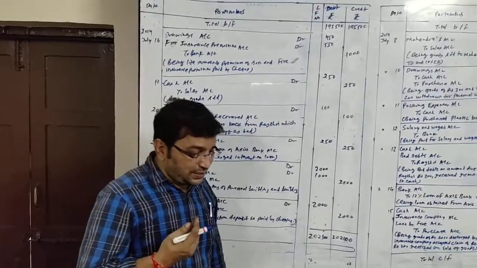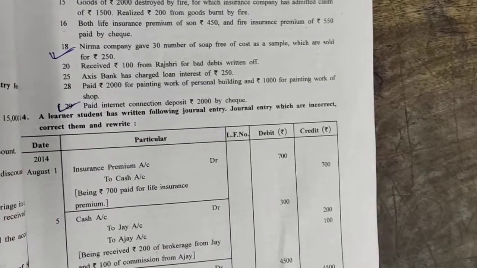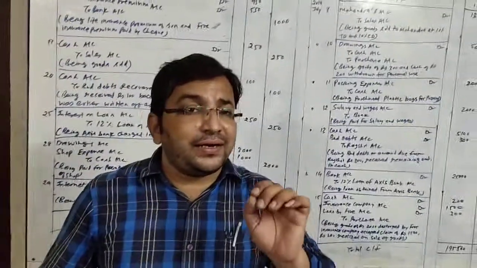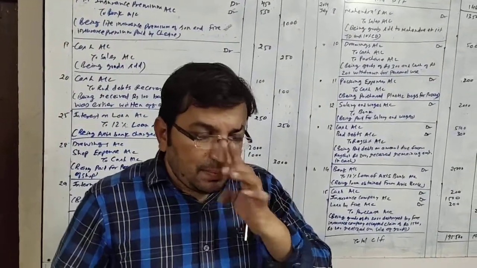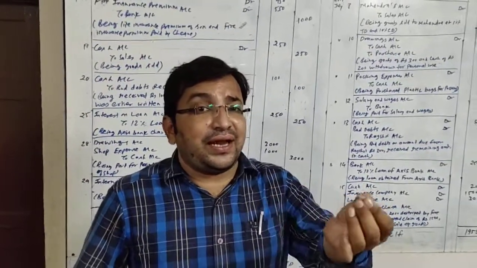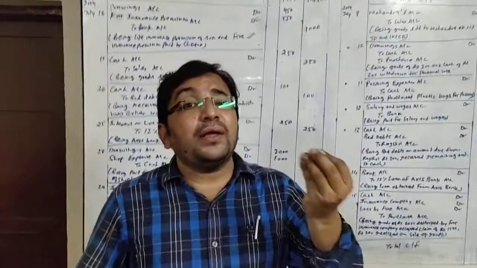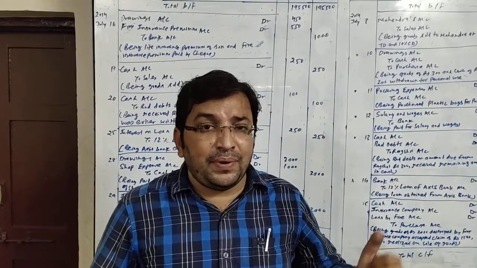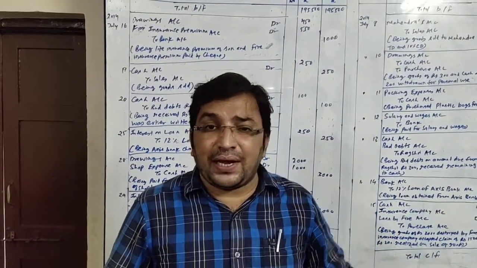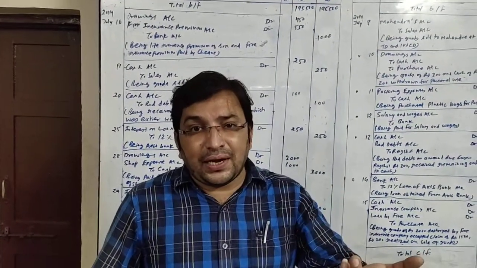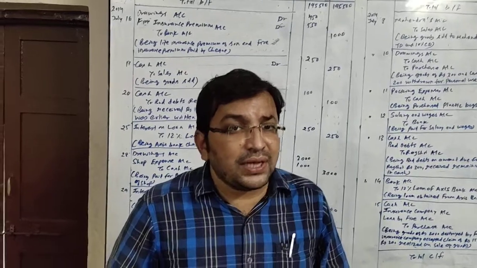Next and last transaction: paid internet connection deposit rupees 2,000 by cheque. No doubt it is not an expense, it is one kind of asset created. We are paying for what? Deposit. A deposit is always refundable. When we withdraw the connection, we will get our deposit back. So we are paying it now, so we will have to record this.